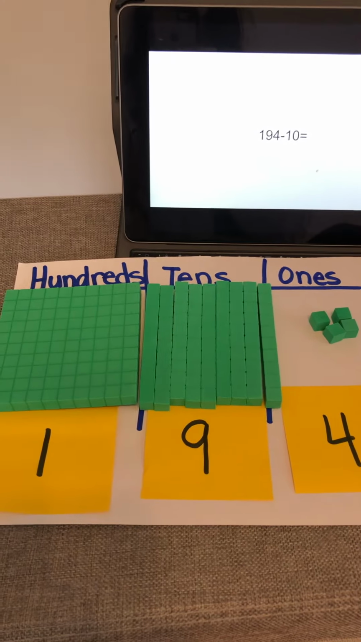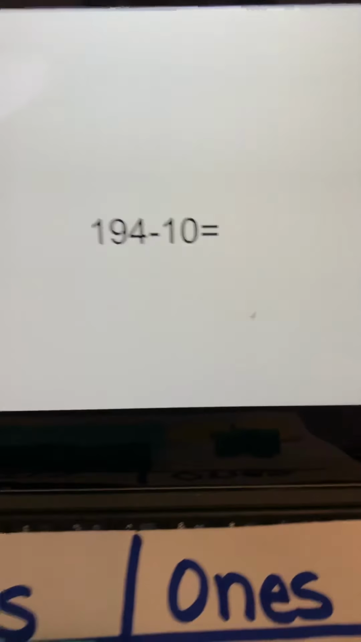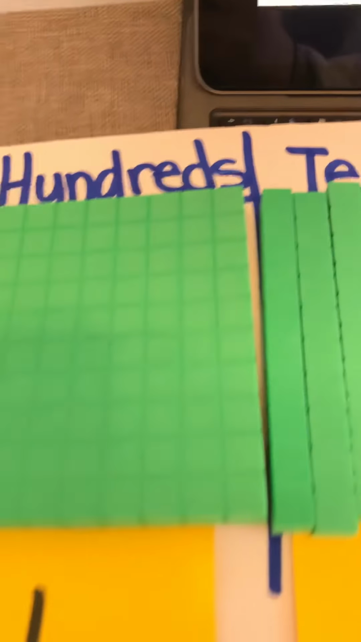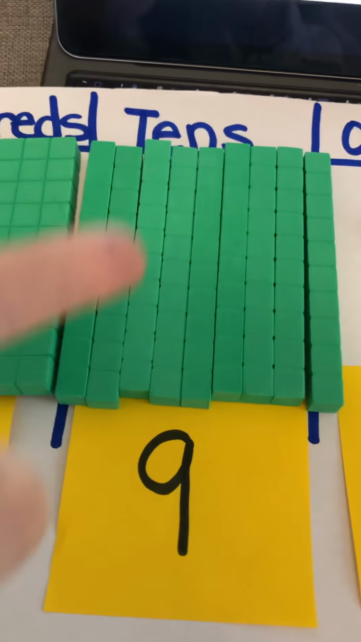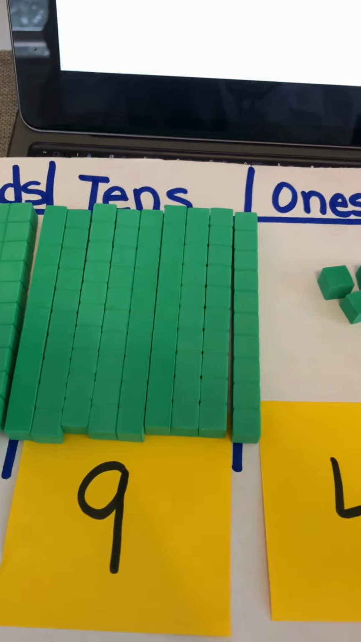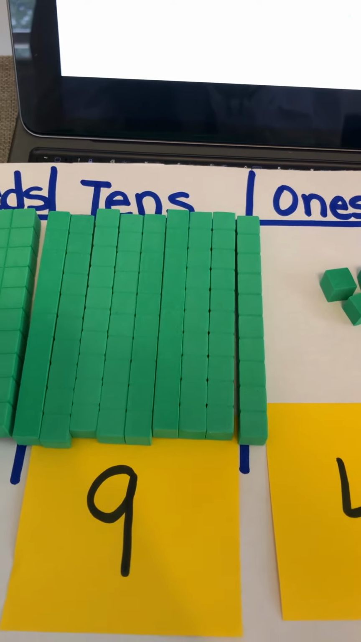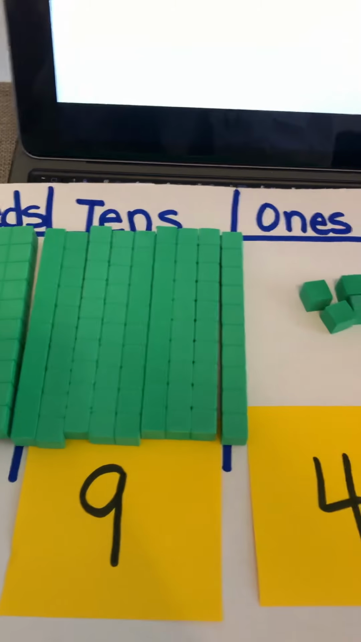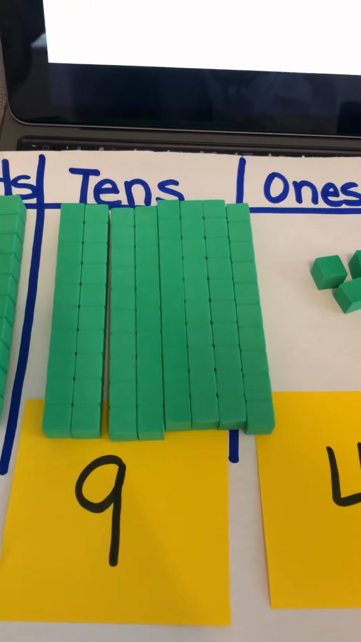Okay, now I want to subtract 10. I want to subtract a 10 from 194. Well, think. Are we going to take a 10 from 100? Or do you think we're going to take a 10 from my tens or my ones? What do you guys think? Shout out what you think. I heard a lot of you say take a 10 from one of my tens. You guys agree? Thumbs up if you agree. Yeah, I agree too. Let's take that 10 block away.